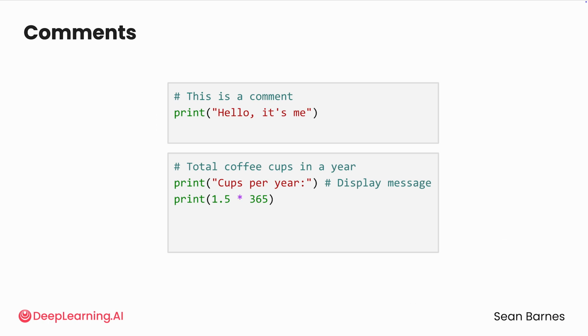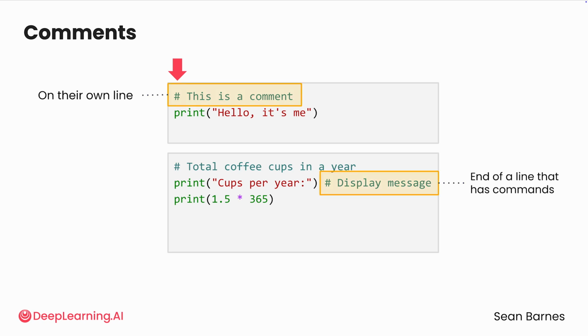Comments act as notes to your future self or to your collaborators. In Python, they start with the hashtag and they can be on their own line or they can come at the end of a line that already has some commands. When the computer sees the hashtag, it will completely ignore everything else on that line and just move on to the next one. You'll see comments in both the practice labs and graded labs, as well as throughout the videos in this course.